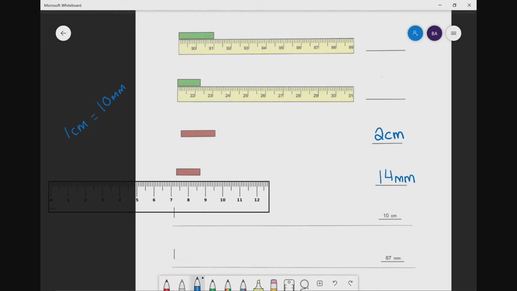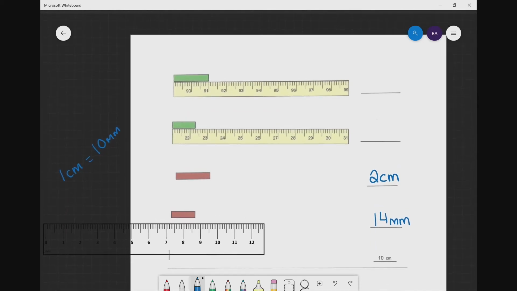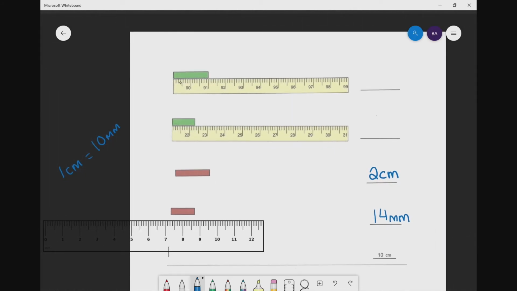All right. So now we're going to go back up here. These rulers only gave us part of the line. They're not giving us everything. They're not starting at the beginning for us. So we are going to look at where our line ends. And this line ends at 91. So this one is 91 centimeters.